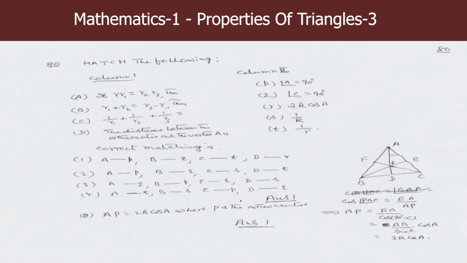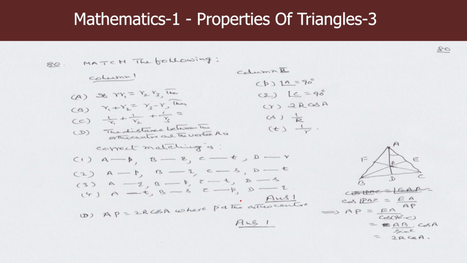So the answer is option number 2. Now problem number 80. See, in EAPCET, matching problems are also asked. So here is the matching problem, column 1 and column 2 are given. In column 1 there are some statements and in column 2 another set. You have to match the items of column 1 with the items of column 2, and the matchings are given as options, out of which you have to select the correct option.